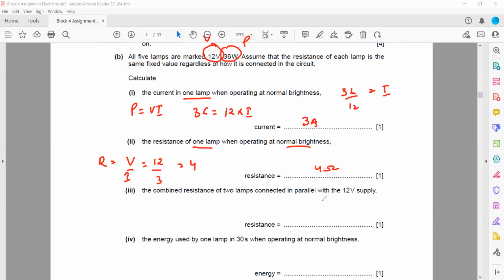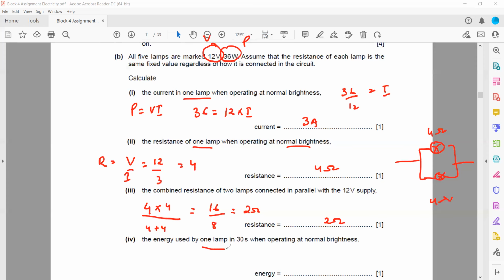The combined resistance of two lamps when they are connected in parallel. So each lamp has a resistance of 4 ohm as we calculated, and they are connected in parallel. So what is the combined resistance, the total resistance? It is product divided by sum when two components are connected in parallel. So 4 multiplied by 4 divided by 4 plus 4. So 4 multiplied by 4 is 16 and 4 plus 4 is 8. So 16 divided by 8 is equal to 2 ohm. So 2 ohm is the combined resistance of these two lamps which are connected in parallel to each other.